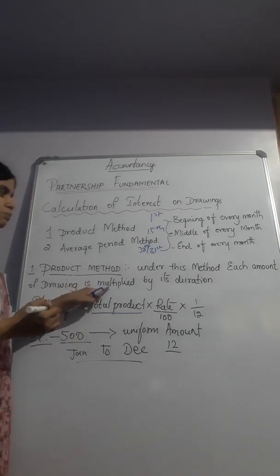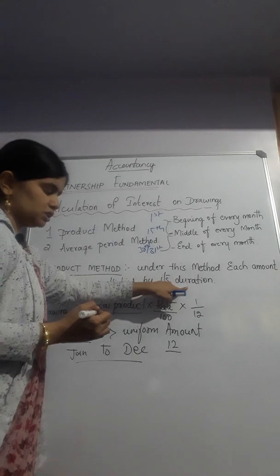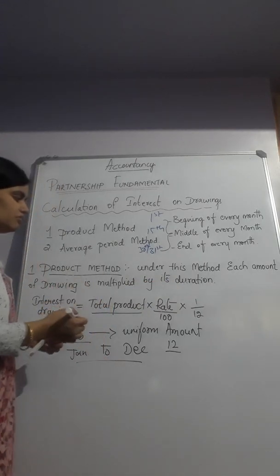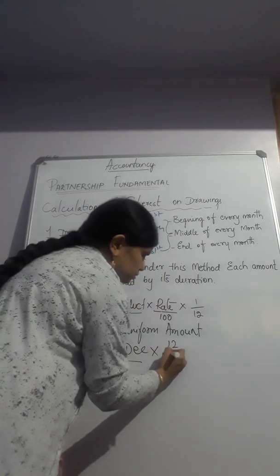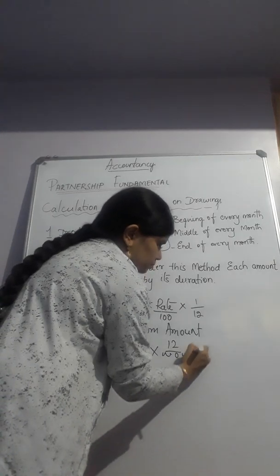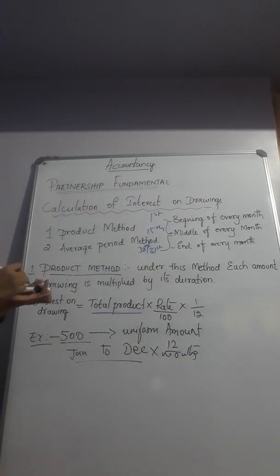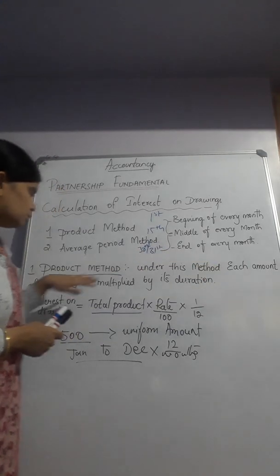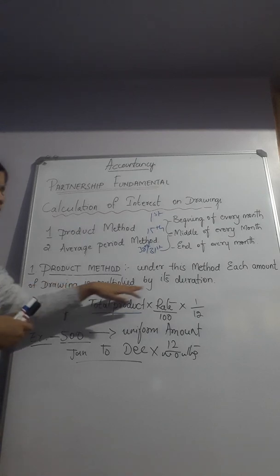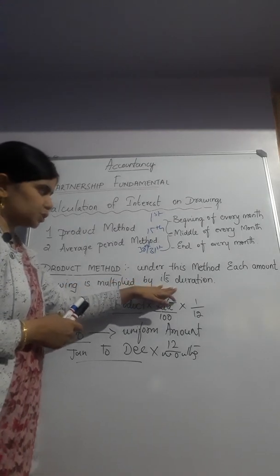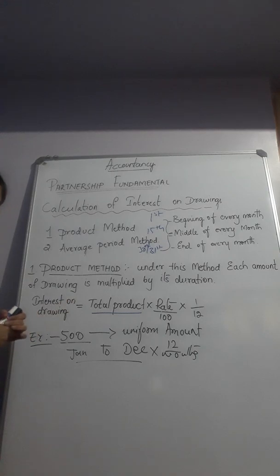It is multiplied by its duration. We will multiply for the months. Understanding? We multiply for the months here. That is said to be the product method. Under this method, each amount of drawing is multiplied by its duration.